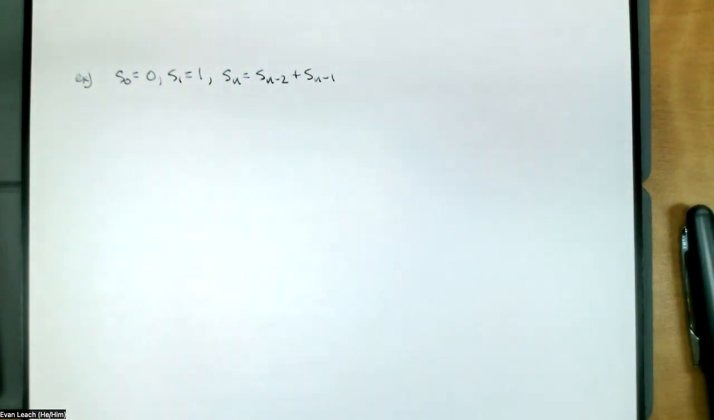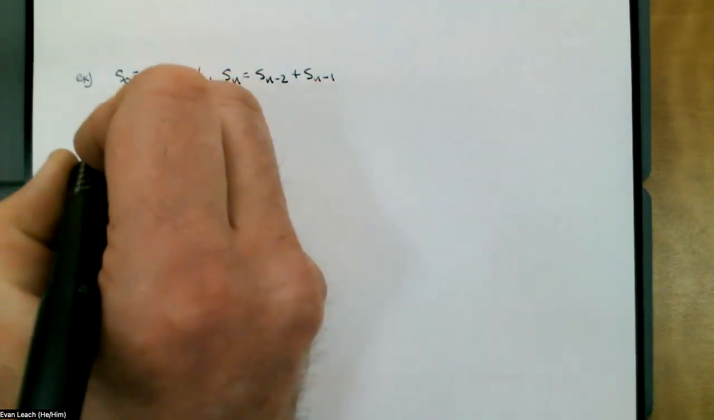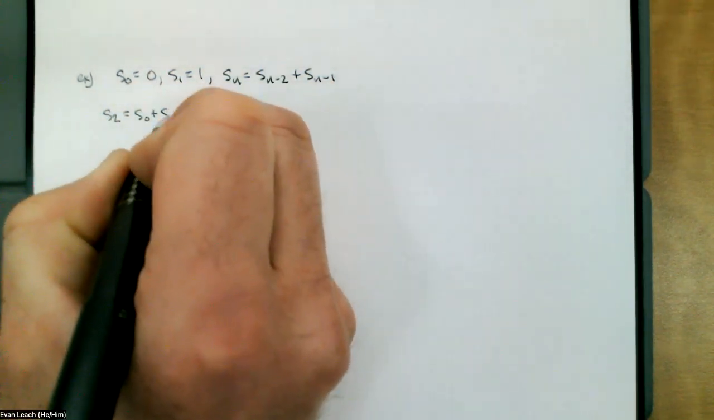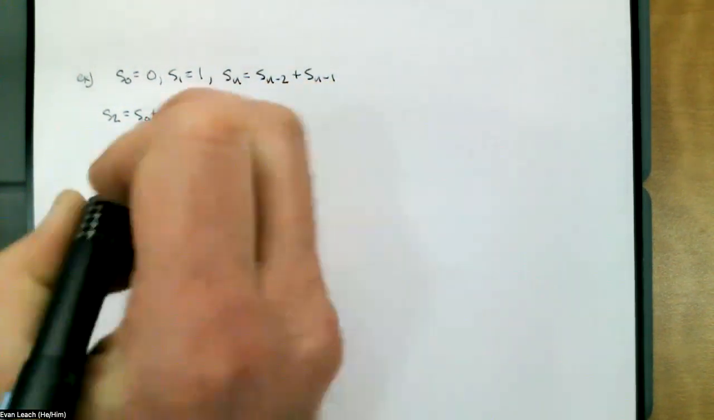Here is a famous sequence. S naught is 0, S1 is 1, and then the next terms are just the sum of the previous two terms. So S2 would be S naught plus S1, so 0 plus 1, or 1.